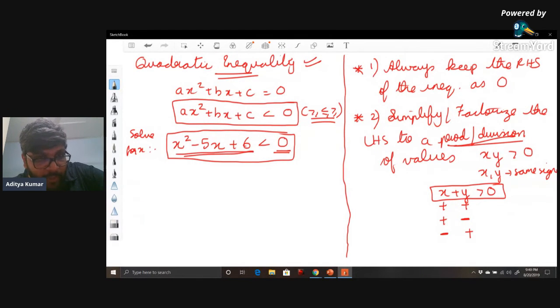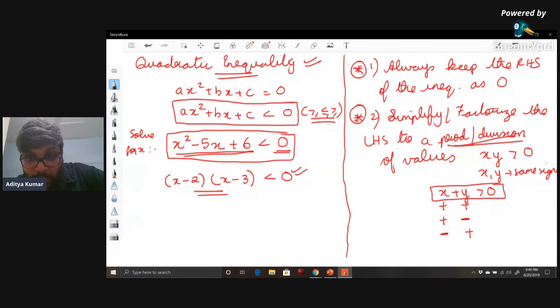So here also, in the quadratic inequality, I'm going to simplify this. This is a perfect quadratic equation, right? So I'm just going to write it as x minus 2 into x minus 3 is less than 0. So you see what I've done? I've kept my right hand side 0, first golden rule. I've kept the left hand side as a product or a division of values, second golden rule. I will come to the third golden rule sometime later.